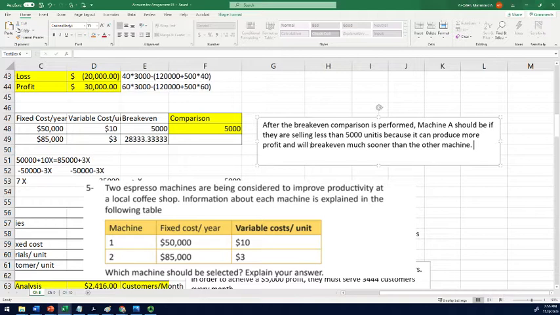We need to look into the demand and the history and see if this company, the local coffee shop, is selling less than 5,000 units, then they should go with machine A or machine 1. Yeah, it's machine 1. If they're selling more than 5,000 units, then they should go with machine 2.